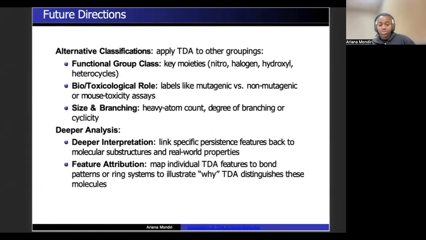And so the future directions are, obviously, we can consider the other classification schemes that we mentioned: the functional group class, the biotoxicological role, and the size and branching. We can also perform deeper analysis, because one drawback of TDA is that interpretation is limited and it's really hard to link what we see back to molecular substructures and real world properties. And we can also do more analysis to try to understand why we see what we see.